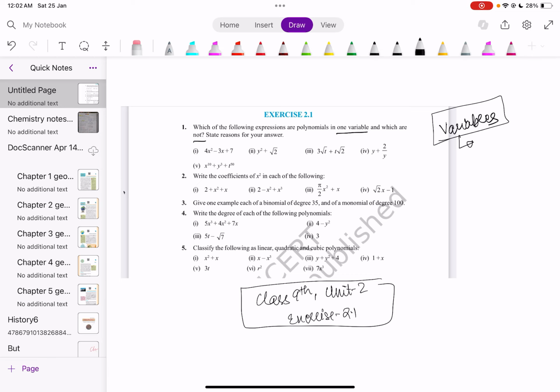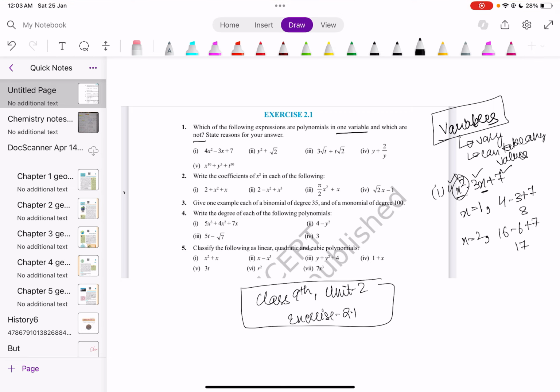variables are the terms which vary, in the sense they can take any values. If you talk about the first question here itself, it says 4x square minus 3x plus 7. Here 4 would remain 4, 3 would remain 3, 7 would remain 7. But x can take any values. If x is equal to 1, it would become 4 minus 3 plus 7, 8. If x is equal to 2, it would become 16 minus 6 plus 7. So it will be 17. So it means x can take any value. So x is the variable here.